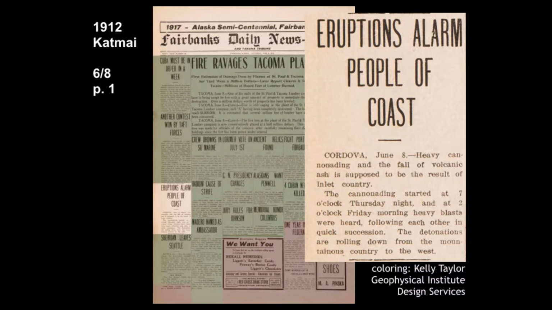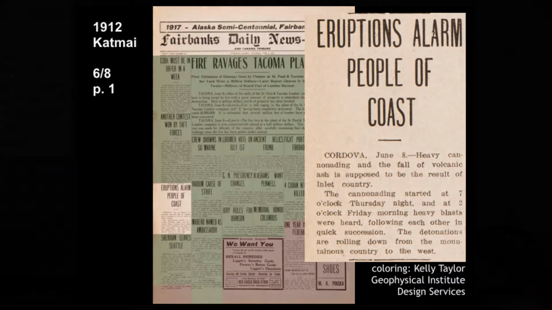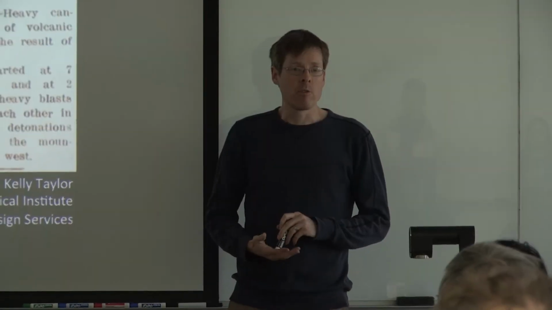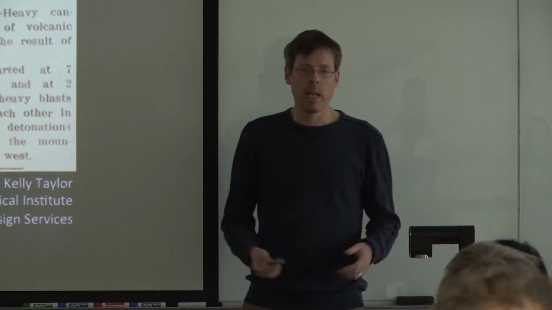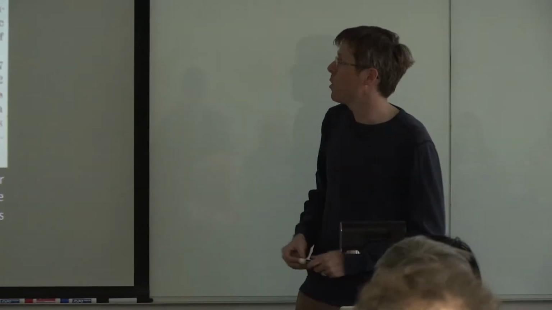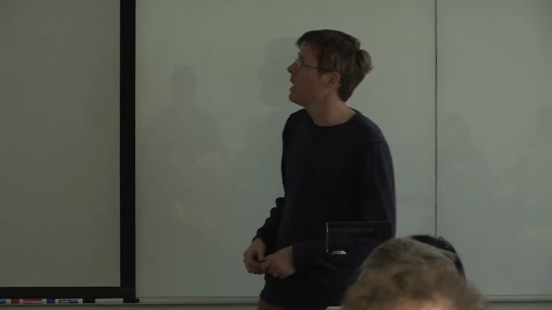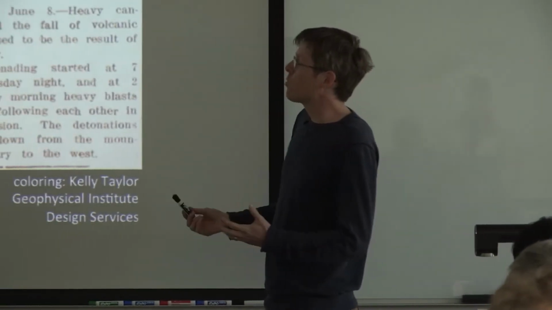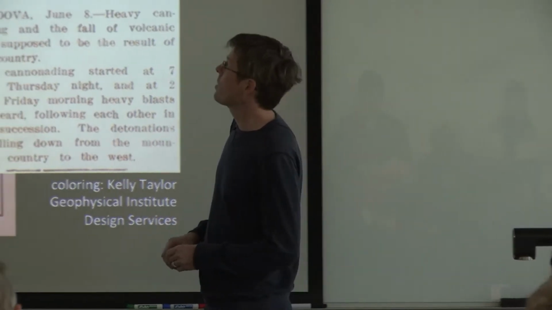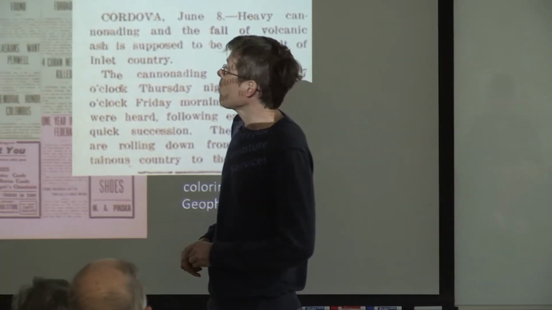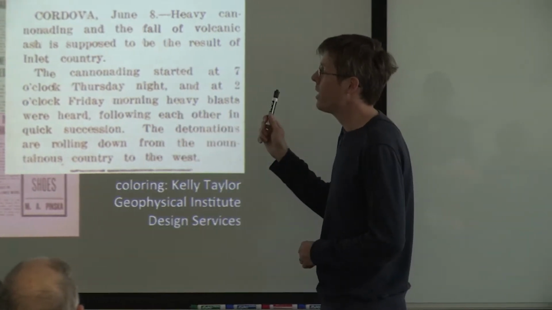1912, I said it's about earthquakes, but the stories are equally interesting. I'm going to throw in the largest volcanic eruption of the 20th century. That occurred in southern Alaska, Valley of 10,000 Smokes. This is Katmai Novarupta. And this is an interesting one because this is the June 8th front page news.